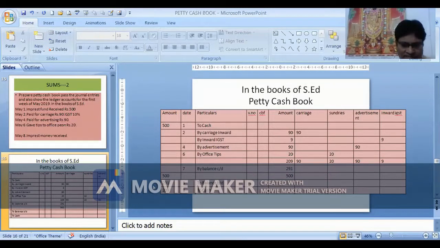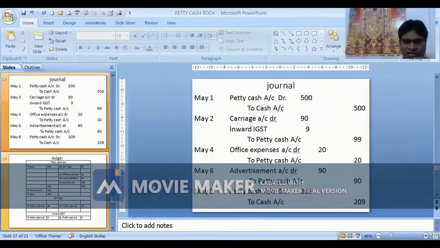So you notice it's very simple. We have passed the journal entries also. For all of them, journal entries: petty cash to cash, carriage, inward IGST to petty cash, office expenses account debit to petty cash, advertisement to petty cash, and petty cash to cash from the main cashier.